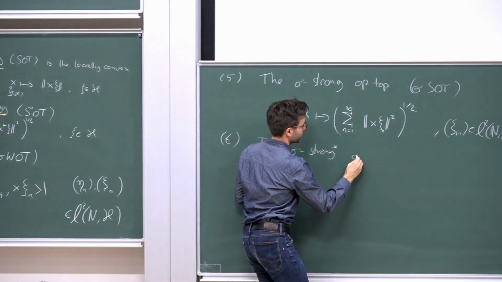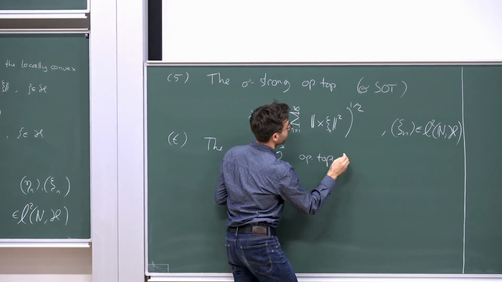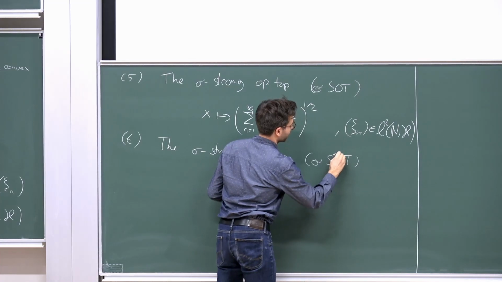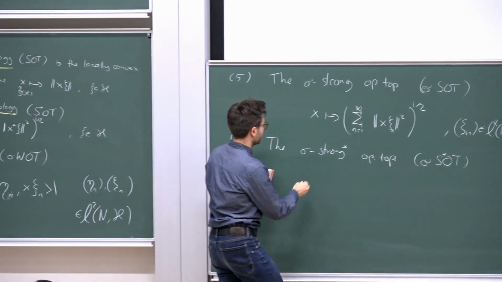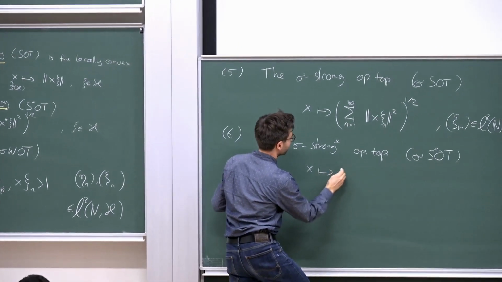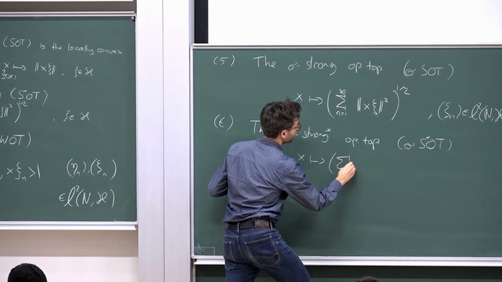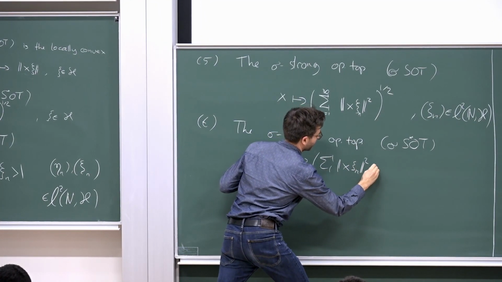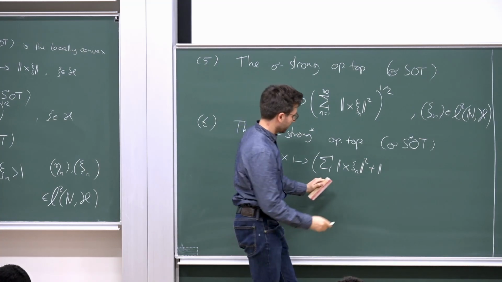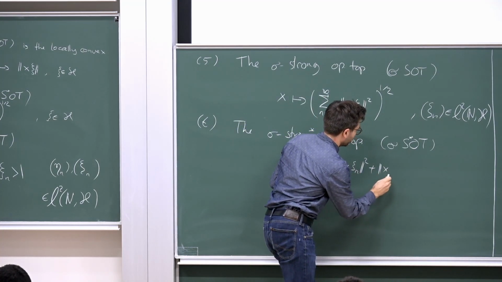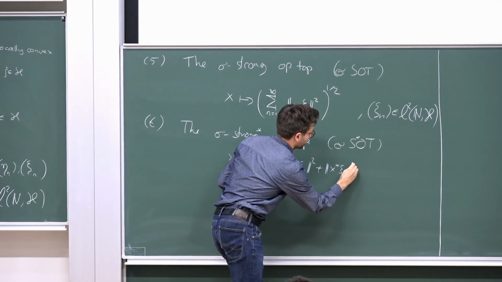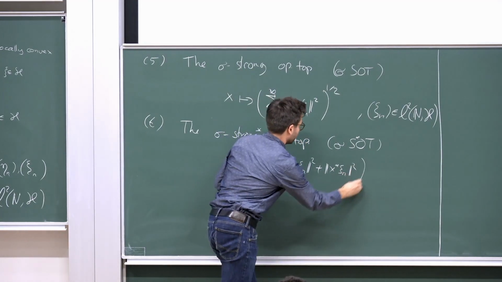And then the final one, sigma strong star. Just for completeness, we won't need all of them, but it doesn't harm to introduce them. So we have the norm of xi n squared plus the norm of x star psi n squared.